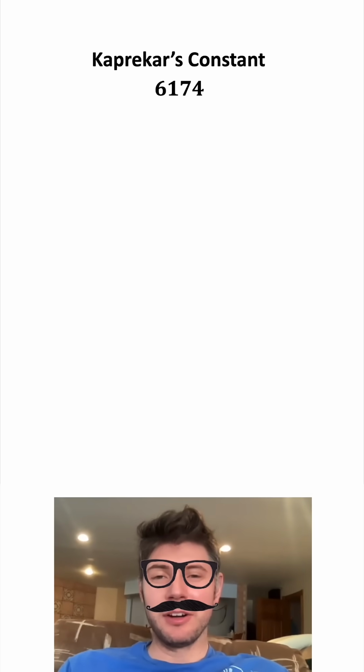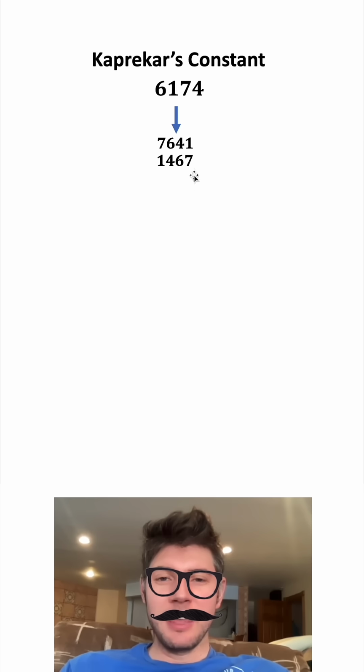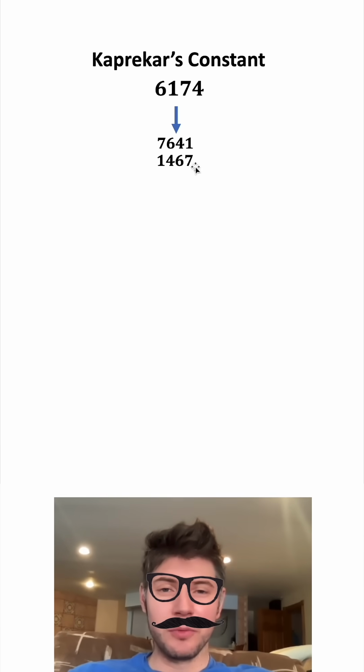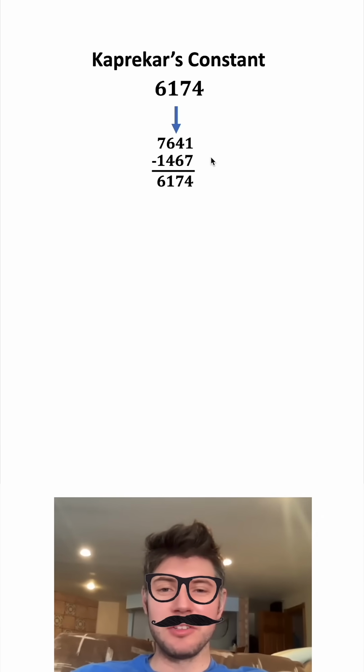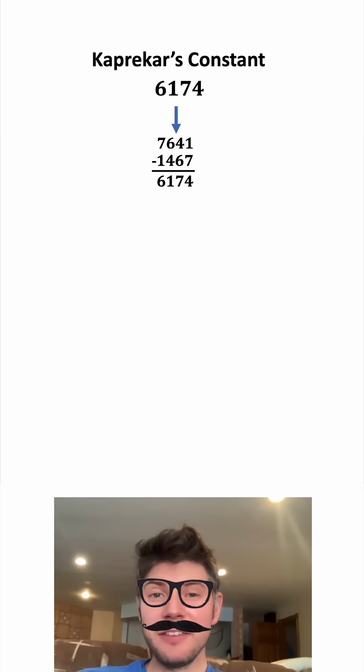6174. It's a cool number. If you rearrange the digits in descending order, 7641, and then do it in ascending order, 1467, and subtract them, it brings you back to 6174. And no other four-digit numbers will do that. And it has an even cooler property.